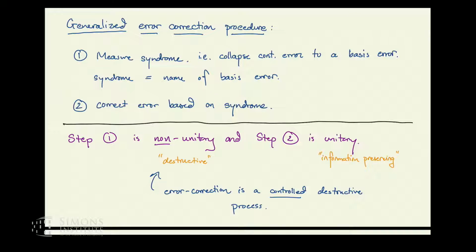So error correction is composed of two parts, where the first one is non-unitary and therefore destructive. You actually lose the information. And step two is the information preserving step. It's the unitary step. But in some sense, that should make sense because you had the information you started off with, and then you had all this accidental extra information you accrued because of the error. It just piled on. And by doing this destructive measurement, you deleted all that. And you got back to only the information that you really wanted, which is the original information you had encoded. So in some sense, you could think of error correction as a controlled destructive process.